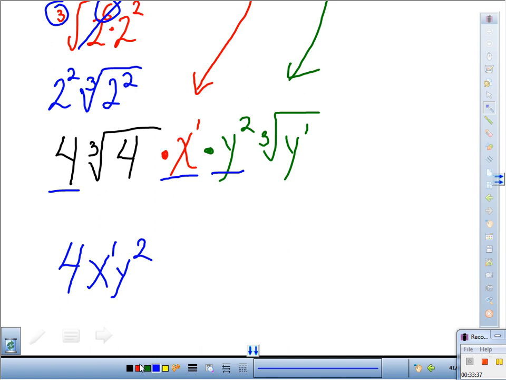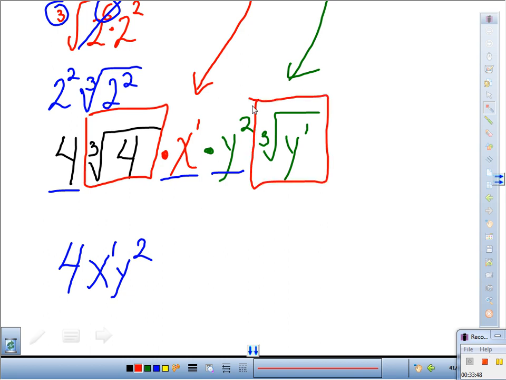Now look up. What do we have left? This one and this one. Can we put them together? Do they have the same index? Can we put them as 1? Yes, this becomes what? Cube root of 4y. And we're done.